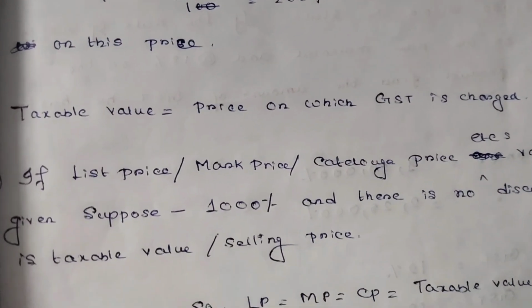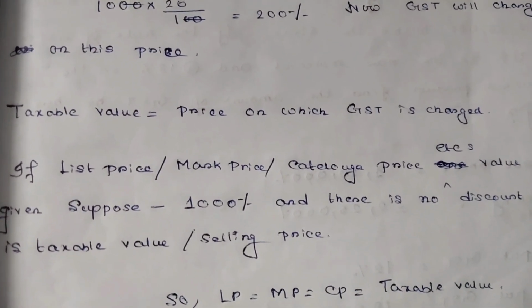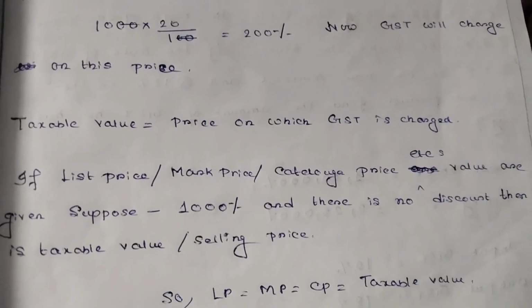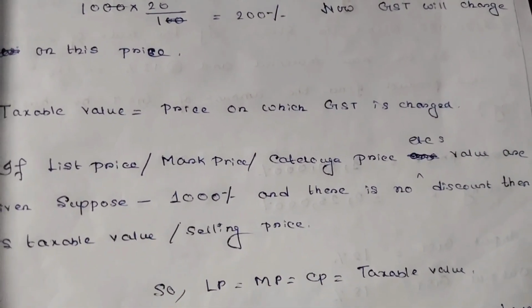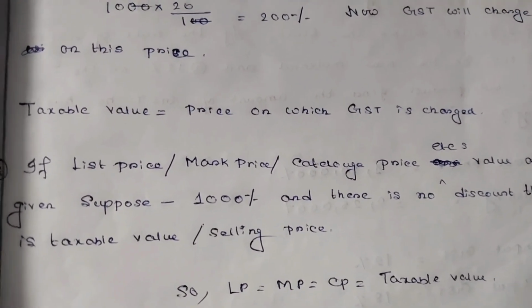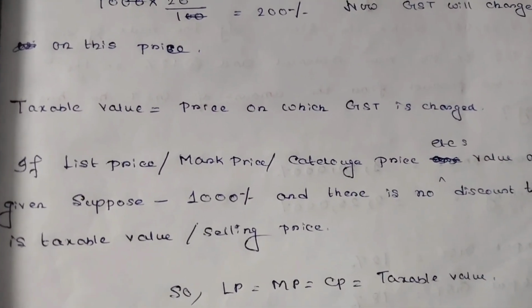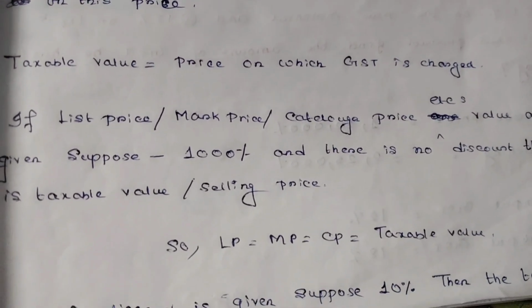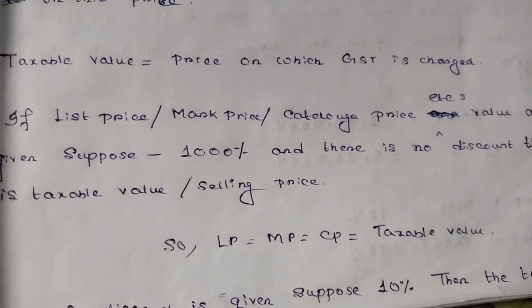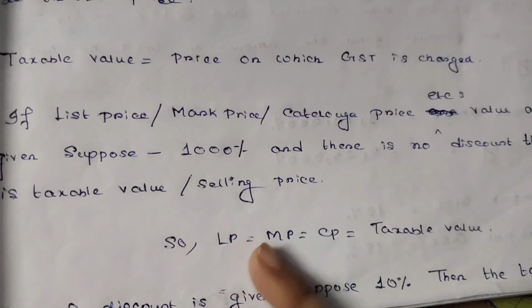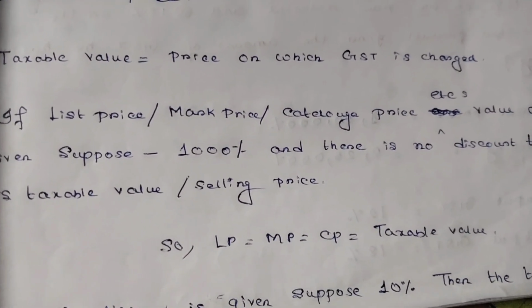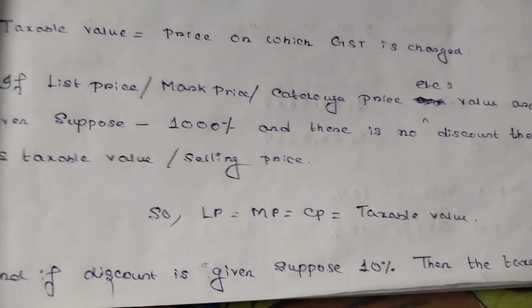If the list price or mark price or catalog price is given, suppose 1000, and there is no discount on that, then the taxable value is the selling price, because it has no discount. Then list price is equal to mark price is equal to catalog price is equal to taxable value.